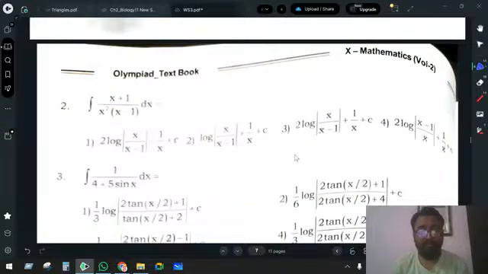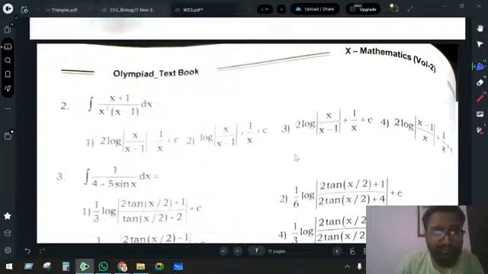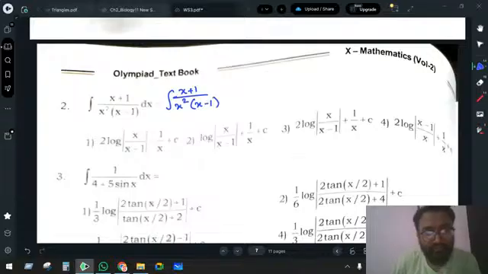Now it is one more question. We have to do now. What is the question here? Integral x plus 1 by x square into x minus 1. Now, how can we do the partial fraction is most important. Doing partial fractions is most important.